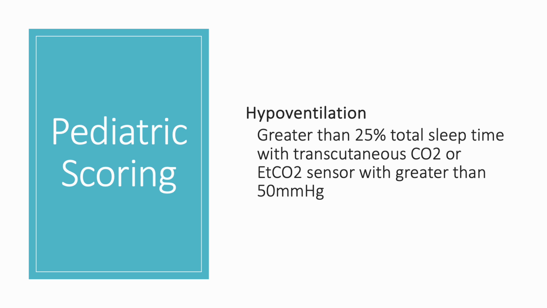Monitoring hypoventilation in children is recommended during the diagnostic study and optional during a PAP titration study. Depending on your lab's specific policies, hypoventilation can be scored as a duration, like 5 minutes over 50 millimeters mercury, or in the case of the AASM scoring manual, 20% of the whole sleep study would have to be over 50 millimeters mercury. Neuromuscular weakness and other congenital disorders are some causes of hypoventilation.